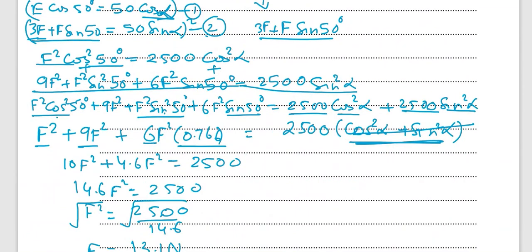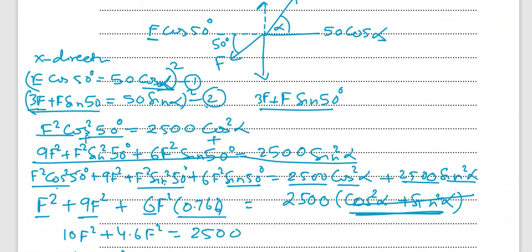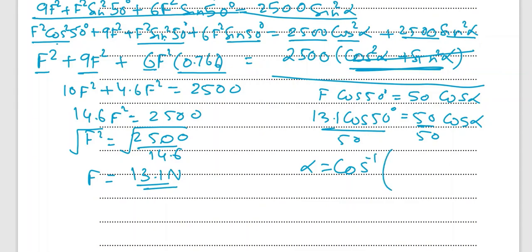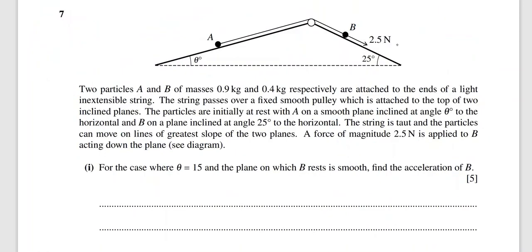Let's see. Yeah, alpha. And now we can find alpha by putting this in any one of the equations. Let's use the first one. F cos 50 degrees equals 50 cos alpha. F is known to us now, it is 13.1 equal to 50 cos alpha. Divide both sides by 50. So alpha becomes cos inverse of 13.1 cos 50 over 50, which is 80.3 degrees.